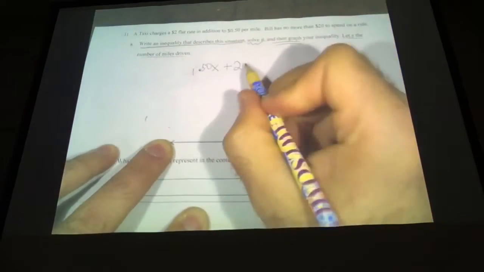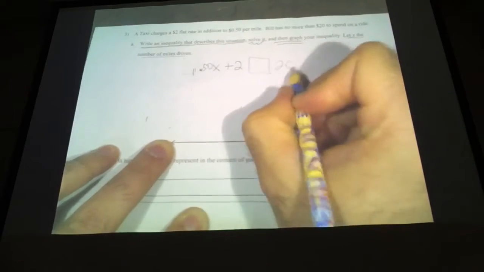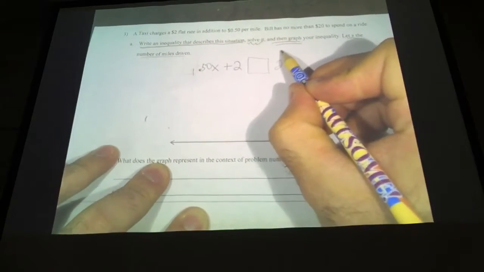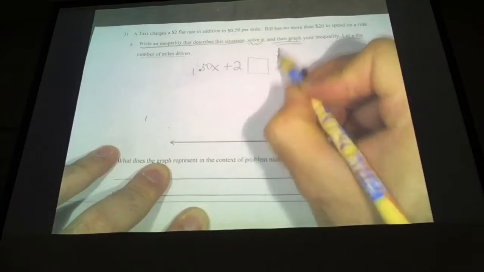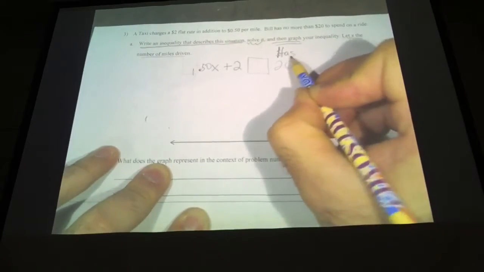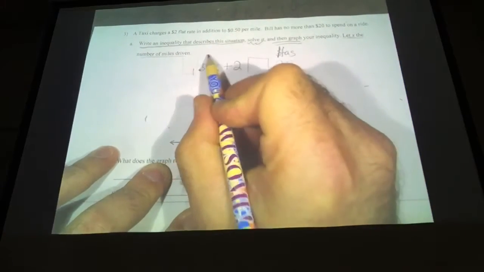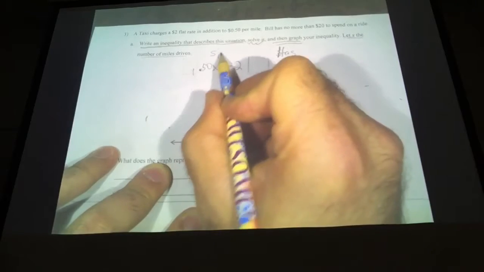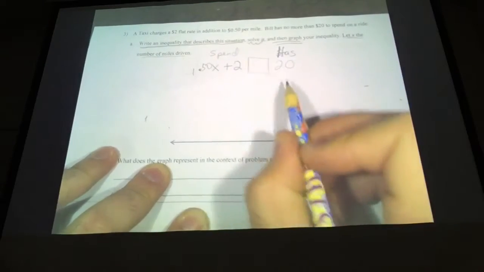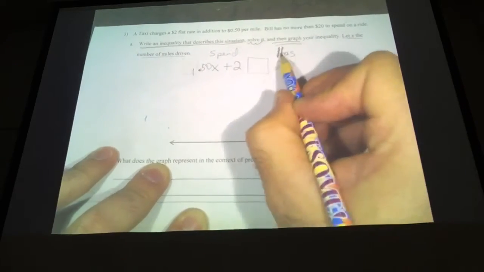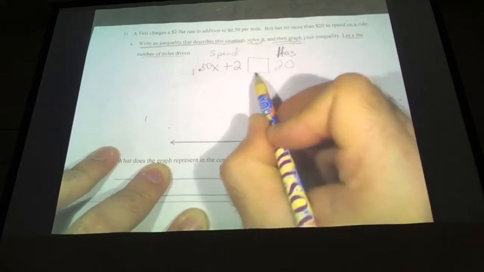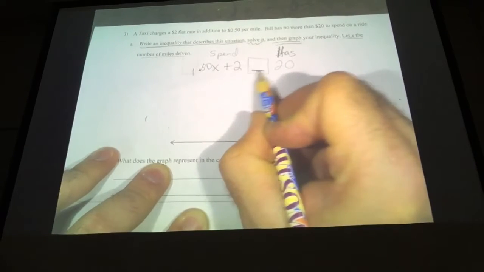So we're going to be comparing it to 20. Now again, 20 is the money that he has. And then all this right here is the money that he's going to spend. Now, it's okay for him to spend exactly 20, so this is going to be an or equal to bar.